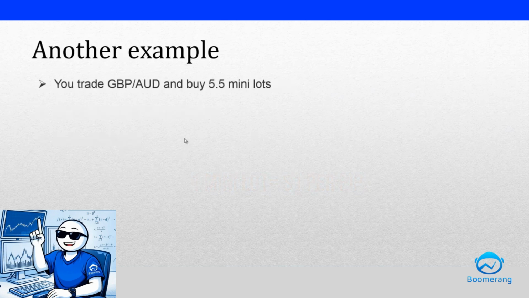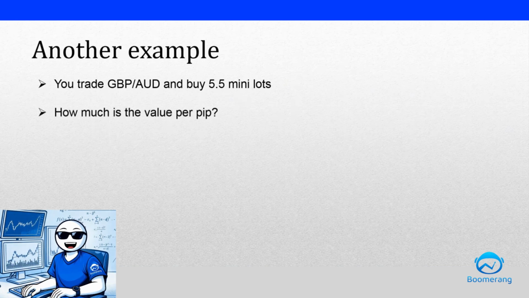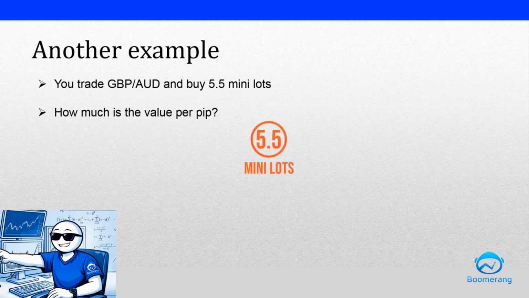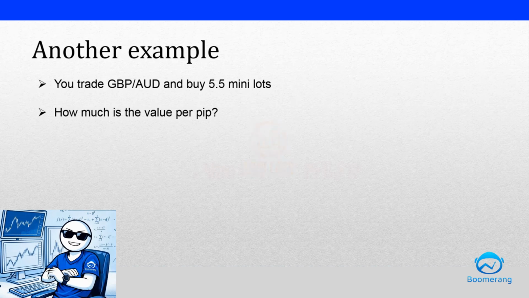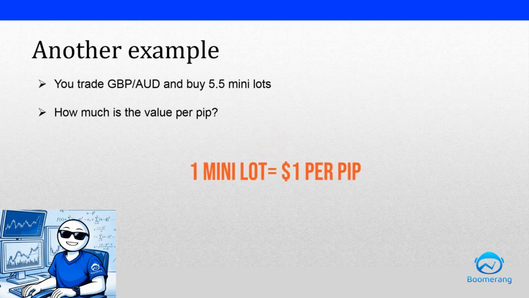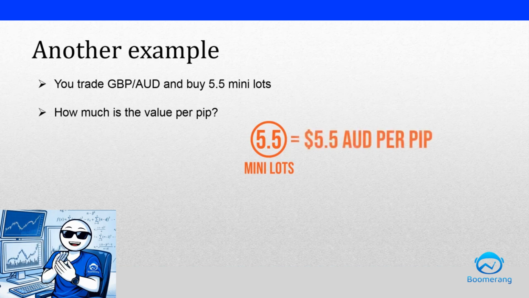Moving on, next example. Let's say you trade the pound against the Aussie dollar and buy 5.5 mini lots. How much is the value per pip? Again, just remember the two things I shared with you. Number one, what is the lot size traded? 5.5 mini lots. Okay, great. Next thing, what is the quote currency? Aussie dollar. Great. You know one mini lot is worth $1, so 5.5 mini lots means it's $5.5. So what is the quote currency? This is Aussie dollar, so it's 5.5 Aussie dollars per pip. Okay, great. So that should be the answer.